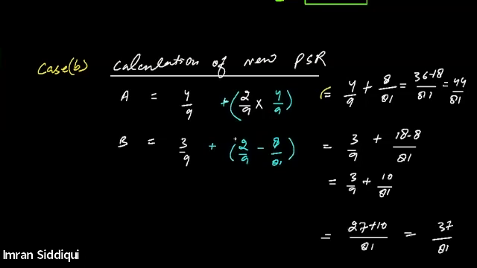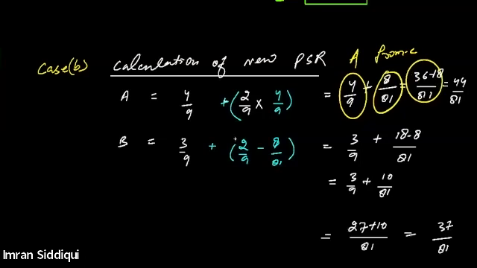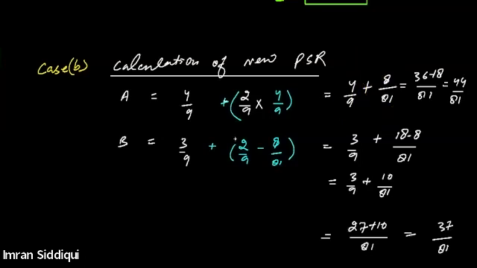Got it? See, 4 by 9, this is A's existing ratio. We will add 8 by 81. This is taken from C. By adding this, we will get 36 plus 8 by 81. And by solving it, you will get 44 by 81. Got it? Is it clear, everyone? This is the new profit sharing ratio for A, 44 by 81. Is it clear, yes or no? Yes, sir. Apart from Alexander, is everyone also clear?